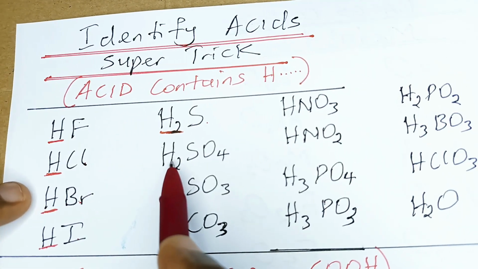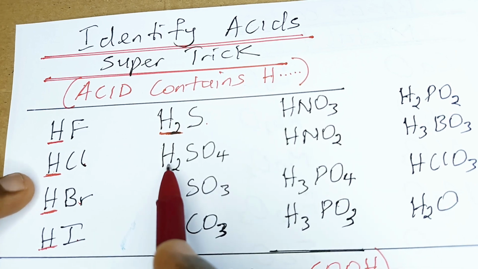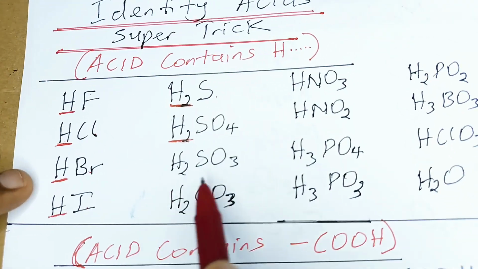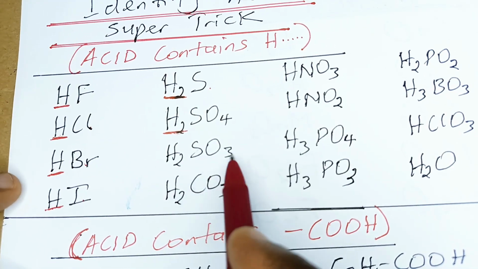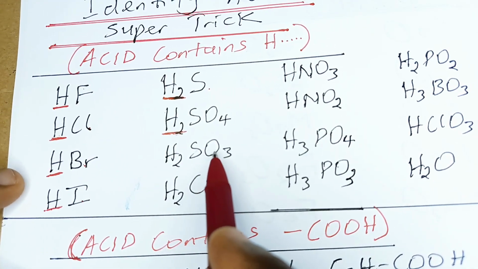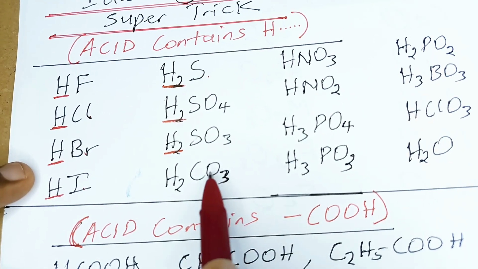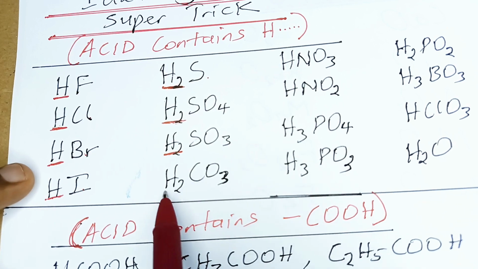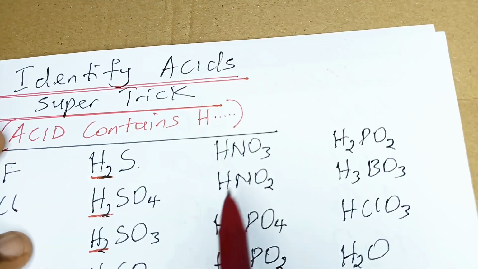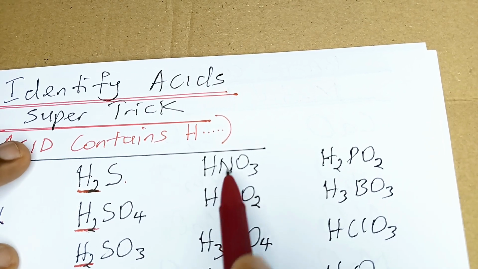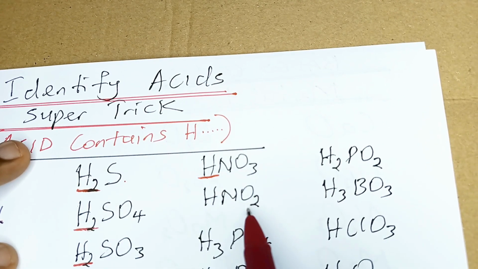This is sulfuric acid or tetraoxosulfate 6 acid. Because of the presence of hydrogen, is an acid. This is trioxosulfate 4 acid. Because of this, is an acid. This is trioxocarbonate 4 acid. Because of this, is an acid. This is trioxonitrate 5 acid. Because of this, is an acid.